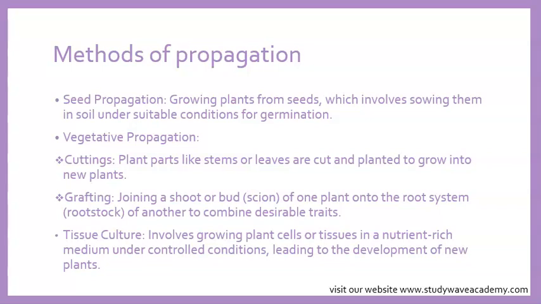Another method of propagation, vegetative propagation. Under vegetative propagation, we have two, cuttings and grafting. Okay, cuttings. Plant parts like stems or leaves are cut and planted to grow into new plants. Do you get that? Growing new plants from cutting pieces of stems or leaves. Cuttings. Planting cut pieces of stems or leaves to grow new plants.